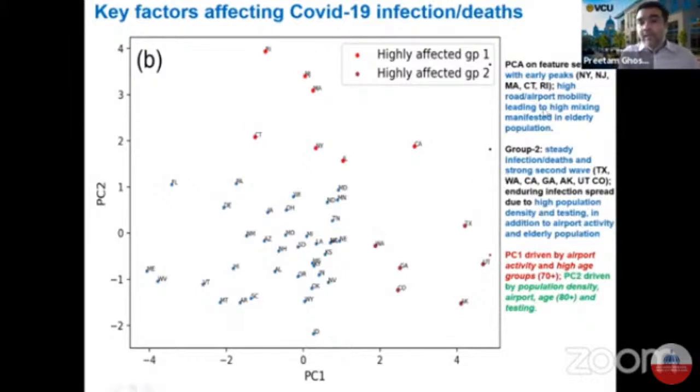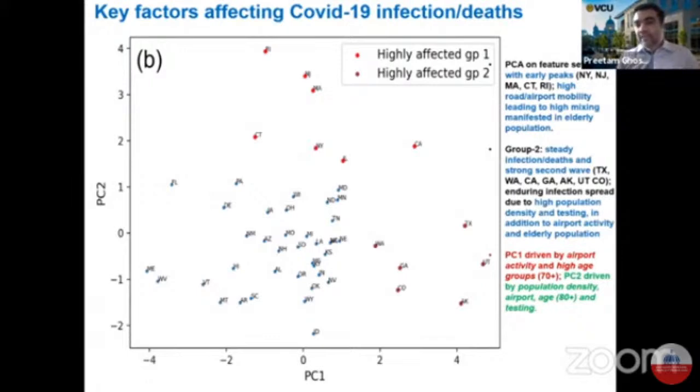Now, these group 1 states, if you check out what factors affect the infection numbers in these group 1 states, you'll see that road and airport mobility plays a very high role, leading to high infections. And then we saw elderly people were more vulnerable there. For the group 2 cases, where we had a high second wave, high population density and testing numbers came out to be the most important features. Airport activity, so people coming from outside, played a lesser role for the group 2 states.